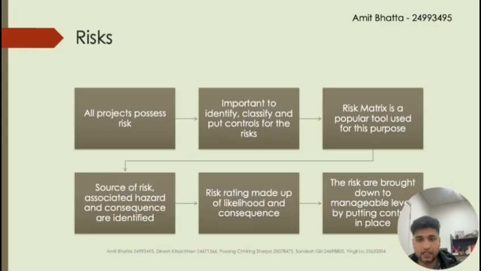All projects possess risks. It is important for us to identify, classify, and put controls for the existing risks. Risk matrix is a popular tool which is used for this purpose. In this instance, sources of risks and associated hazards are identified, and the consequences are also identified. Based on the likelihood and consequences, a risk matrix is set up, and the existing risks are brought down to an acceptable level using additional controls that will be put into place.